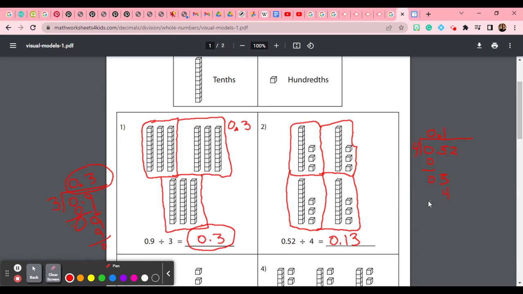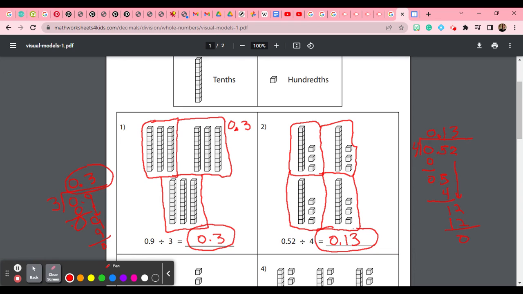1 times 4 is 4. Subtract, I get 1, drop my 2 down, and 4 goes into 12 3 times. 3 times 4 is 12. I have nothing left. Again, remember that if there is something left, we would add a 0 at the end of our numbers so that we could continue dividing. All right, class. So we have now proven, again, both with the visual model and with the algorithm method, that this is our correct answer.